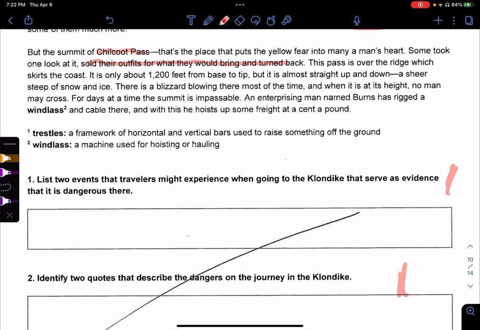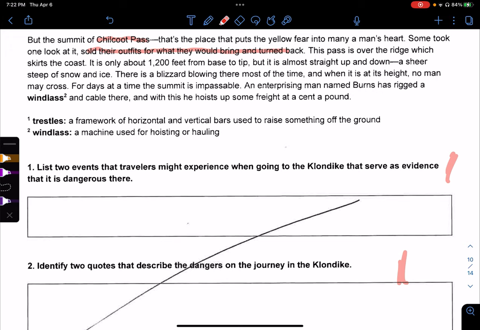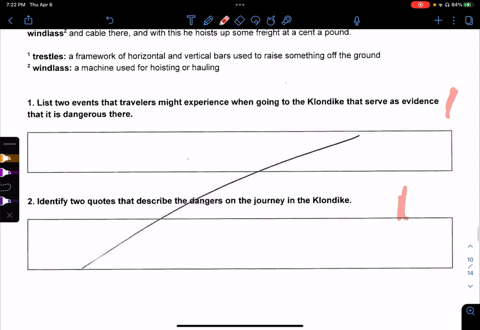So trestles, a framework, horizontal and vertical bars used to raise something off the ground, a windlass, a machine used for hoisting and hauling. So these questions are going to appear. Just give you the heads up.